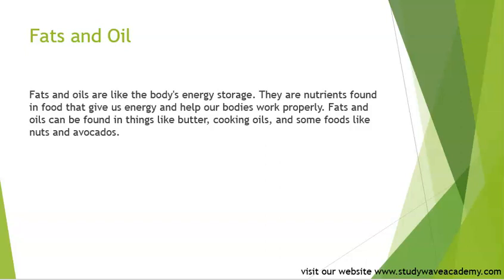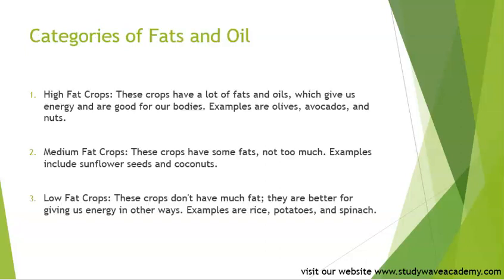Fats and oil can be found in things like butter, cooking oils, and some foods like nuts and avocados. They are important, but we should eat them in the right amount to stay healthy. Okay? So fats and oil give us energy. So we are going to be looking at the categories of fats and oil. We have high fat crops, medium fat crops, and low fat crops.